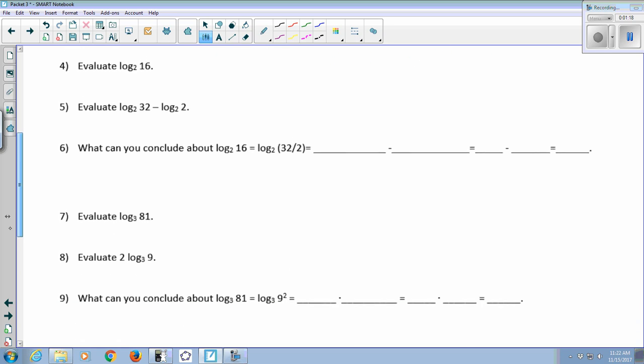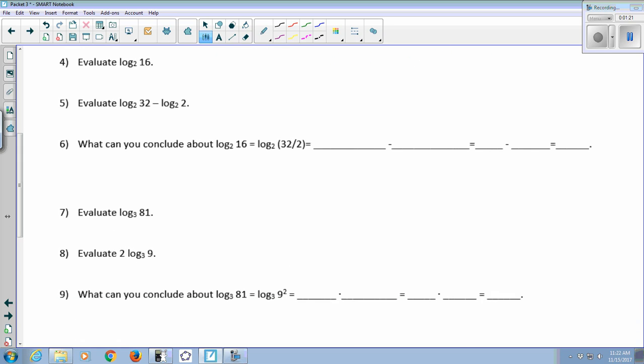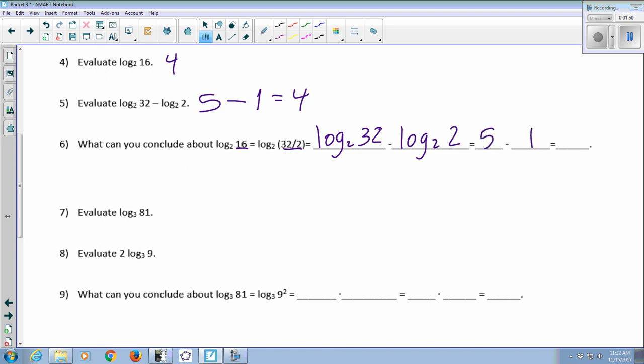All right, log base 2 of 16. So 2 to what power gives you 16? That'd be the 4th power. Log base 2 of 32 is 5. Log base 2 of 2 is 1, so that's 4. And what makes this particularly interesting is that 16 is 32 divided by 2. So rewrite this 16 as 32 divided by 2. And it turns out you can evaluate this by doing log base 2 of 32 minus log base 2 of 2, which is 5 minus 1, or 4.